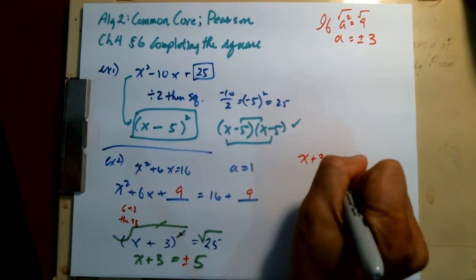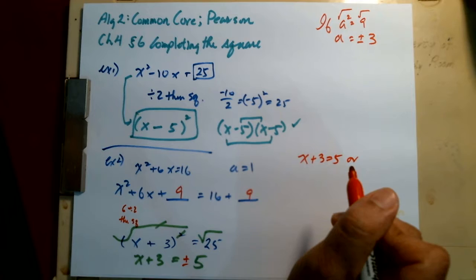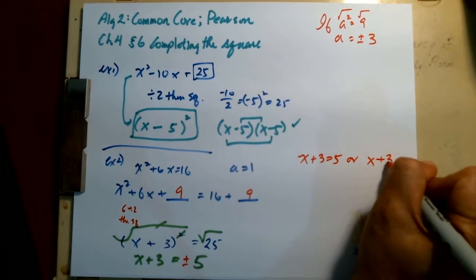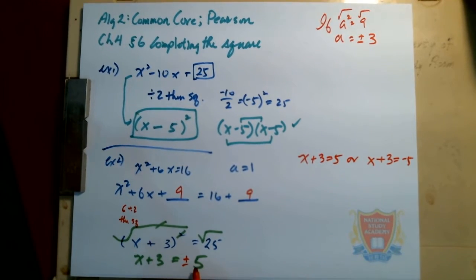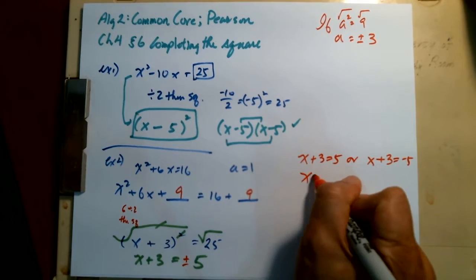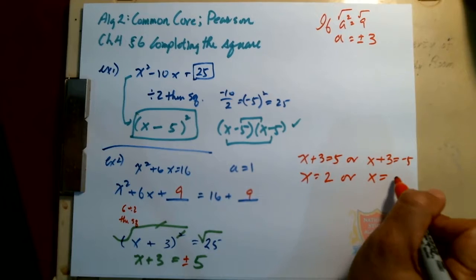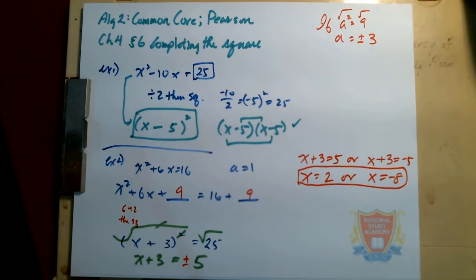X plus 3 equals 5, or x plus 3 equals negative 5. You have to break it up to plus or minus right there. Then you subtract 3, x equals 2, or x equals negative 3 minus 5, which is negative 8. There you go. That's example number 2.